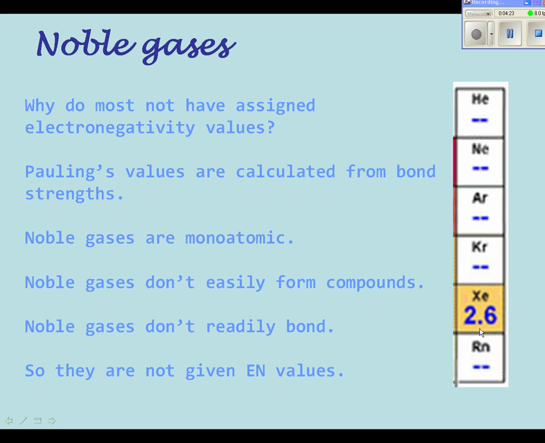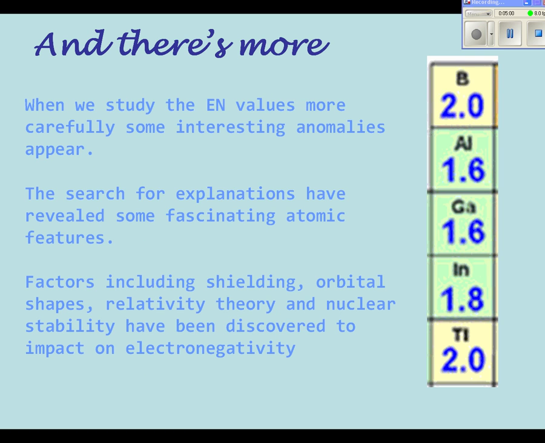But xenon here has been given a value of 2.6 because there are some compounds of xenon, compounds of xenon bonded with fluorine, that values can be calculated from. And since publishing this data, some other noble gas compounds have been formed and some other electronegativity values have been assigned. But it's all academic really, because for all intents and purposes the noble gases don't react, so electronegativity values are not especially relevant for the noble gases.